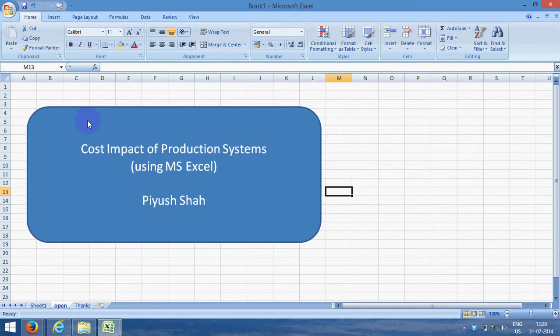I'm Piyush. In less than 5 minutes, we'll try to understand how the scale of production, that is the number of pieces that we plan to produce, impacts the production system. So should we go for continuous or batch or job shop type of production? Let us see a simple example that should help us.